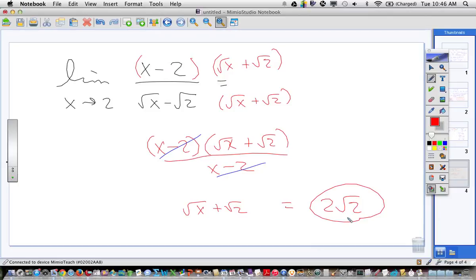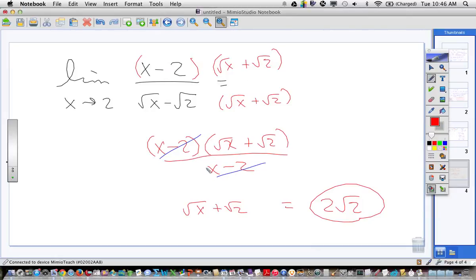All right, and so here we go. Conjugate method. 2 root 2. We got radical x minus radical 2. We're going to multiply by radical x plus radical 2. Wherever the radicals are, that's what you're looking for, the conjugate. Because when we FOIL this, radical x times radical x is x. Outers and inners will drop out. Negative root 2 times root 2 is negative 2.